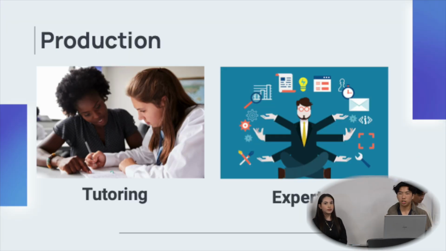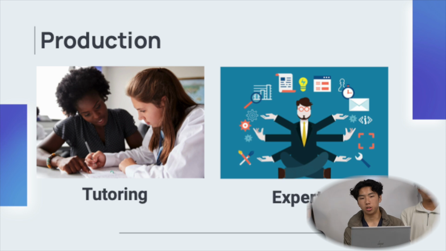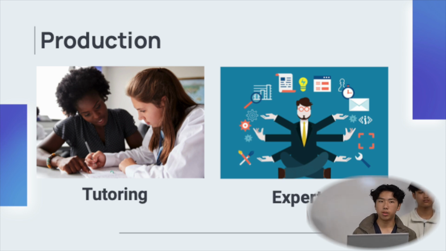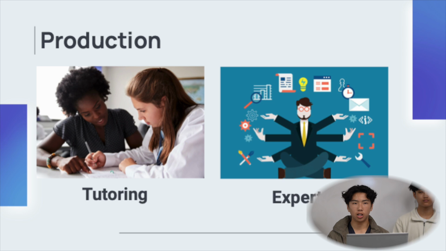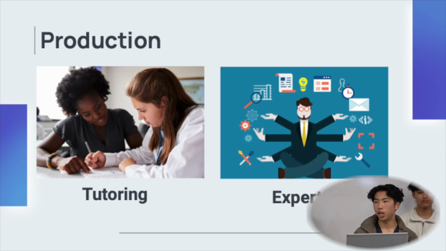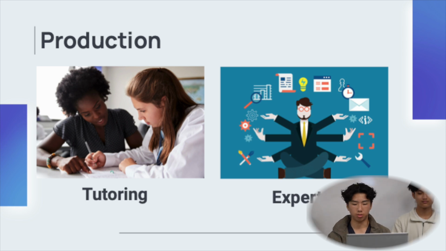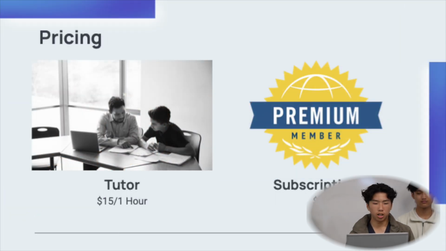For our production, we're going to be hiring tutors for our tutoring services, and we're also going to hire an expert for each major. They're going to make courses, documents, slideshows, and work for each major. For pricing, a tutor costs $15 an hour, and our premium subscription costs $5. This subscription gives them more access to our website, like no ads and things a regular member can't access, and they only have to pay once.